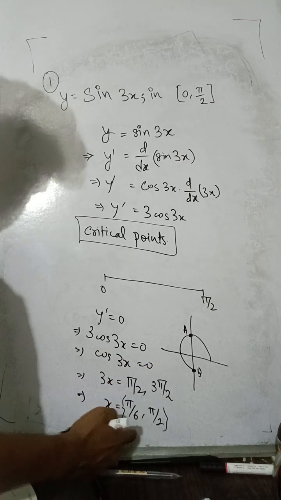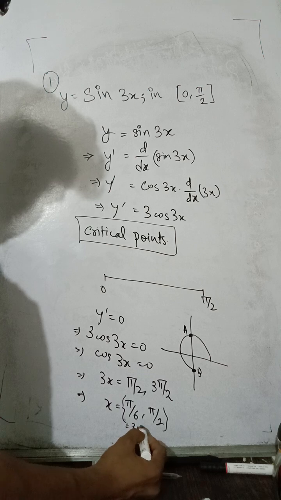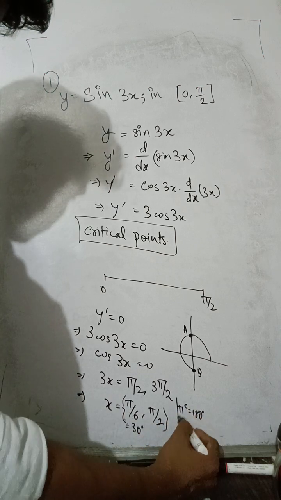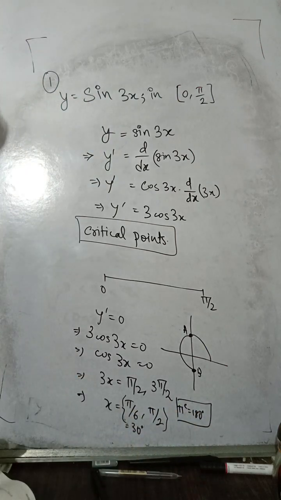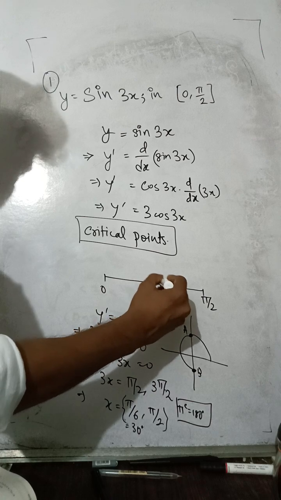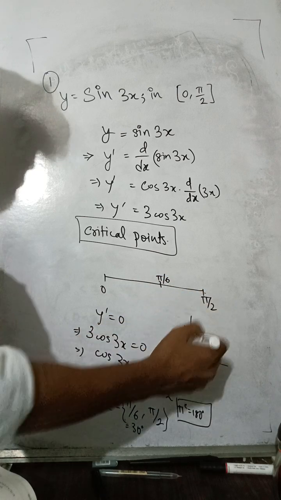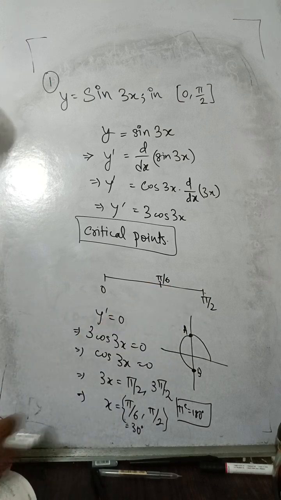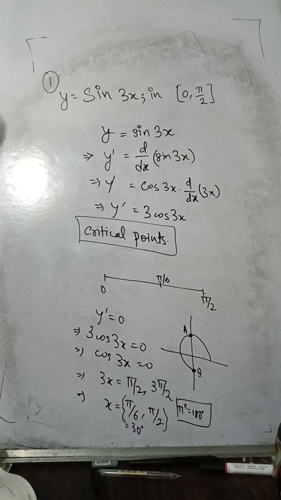Now pi by 6 is basically nothing but 30 degree. Why? Because pi radian is equal to 180 degree. So pi by 6 is 30 degree and pi by 2 is 90 degree. So pi by 6 must be somewhere here, and pi by 2 is also a critical point, and that pi by 2 also happens to be the right extreme of our interval. Okay, nice.